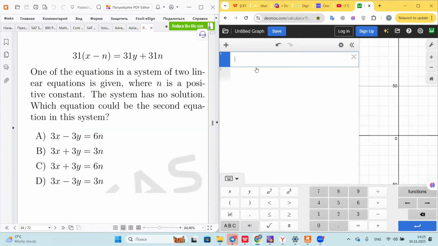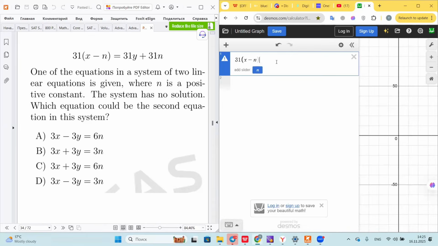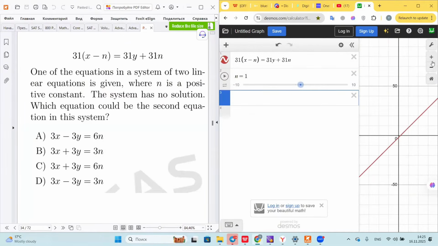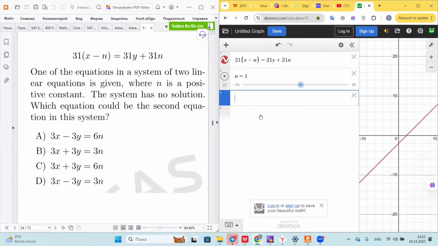First of all, let's identify the given function, 31x minus n. I will use my own keypad, it is much faster for me. 31 x plus 31 y equals n. In the problem, it is stated that n is a positive constant. You can give any positive number for n, and you can see the graph of the given function. For the system to have no solution, the two graphs should not intersect.